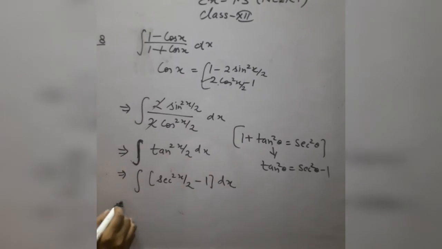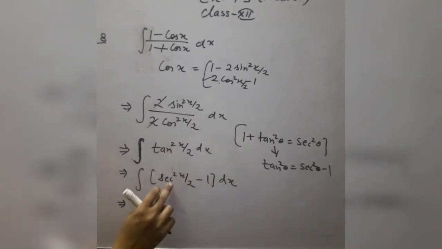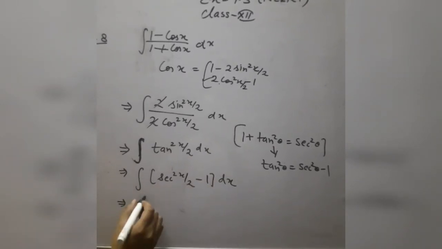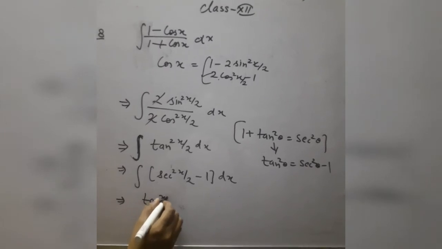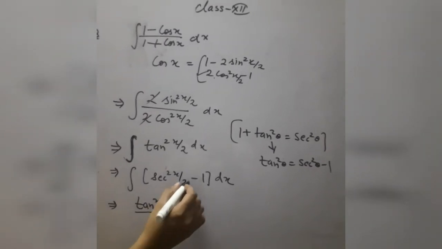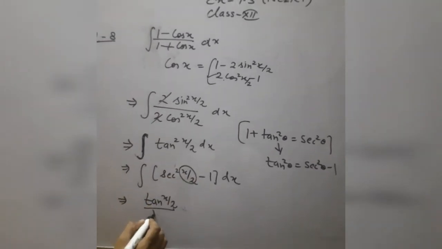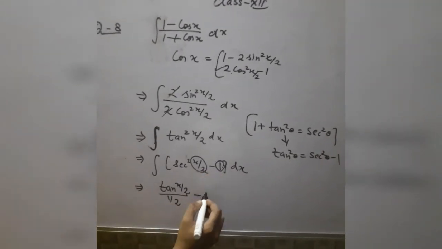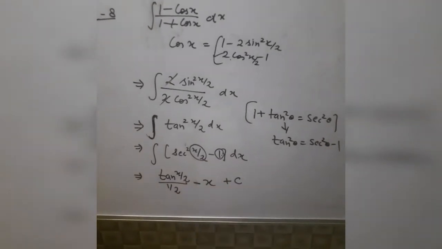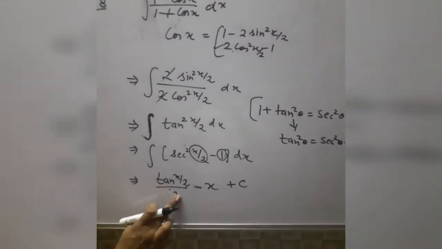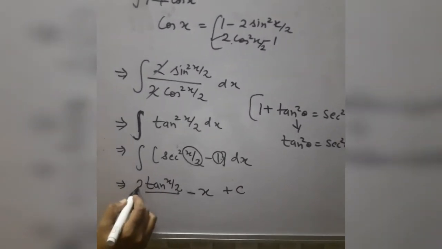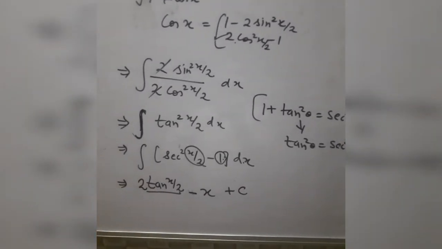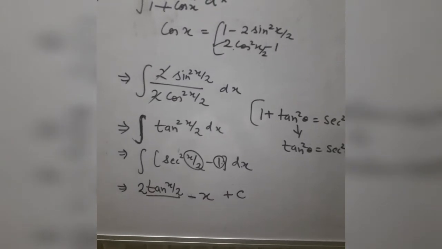Now we will integrate it. The derivative of tangent is secant square, so the integration of secant square is tangent x by 2 divided by the derivative of x by 2, which is half, divided by half, minus the integration of 1 with respect to x, which is x, plus the integration constant c. Or this half can be written as 2 here. So this is the integration of question number 8.